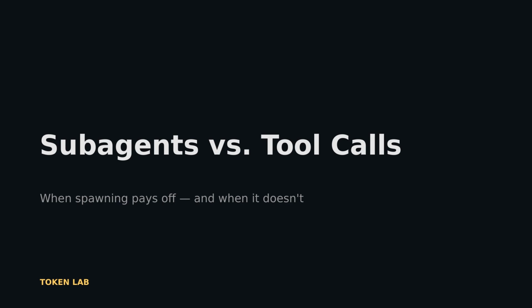Most agentic workflows you see online spawn a subagent for everything. That's expensive, slow, and usually unnecessary. Here's the three-line decision that saved our team 60% of our token bill and didn't cost us any quality.